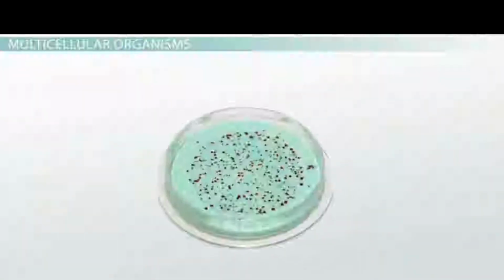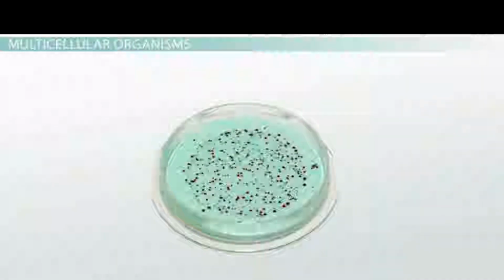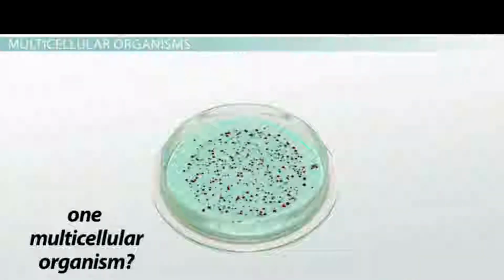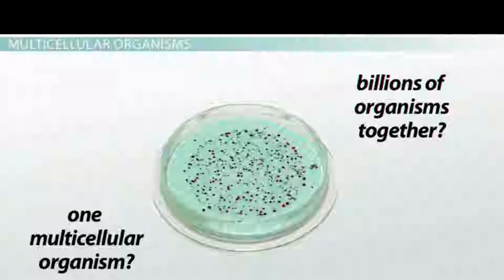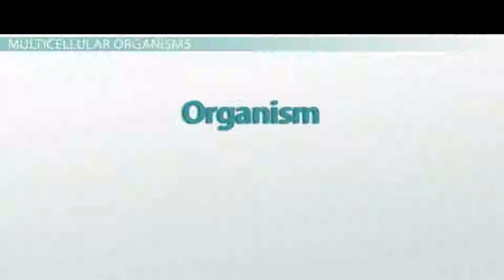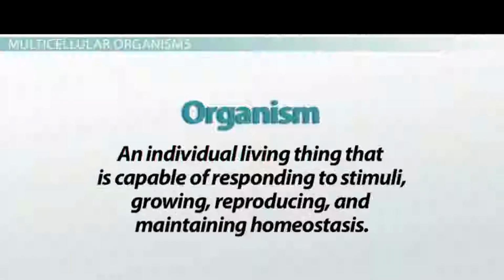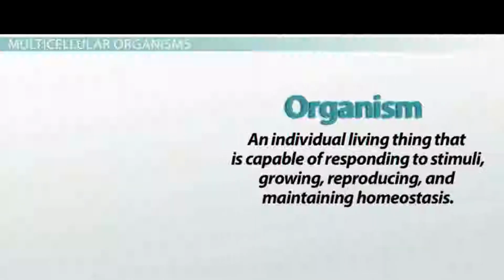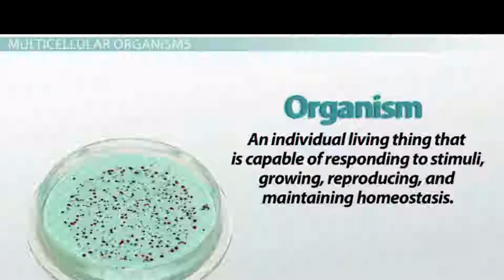If we have a colony of bacteria growing in a petri dish, do we define the colony as one multicellular organism, or billions of organisms living all piled on top of each other? Let's start by defining an organism. An organism is defined as an individual living thing that is capable of responding to stimuli, growing, reproducing, and maintaining homeostasis. Because each cell in the bacterial colony can perform all of these essential functions by itself, we define each cell as its own organism.